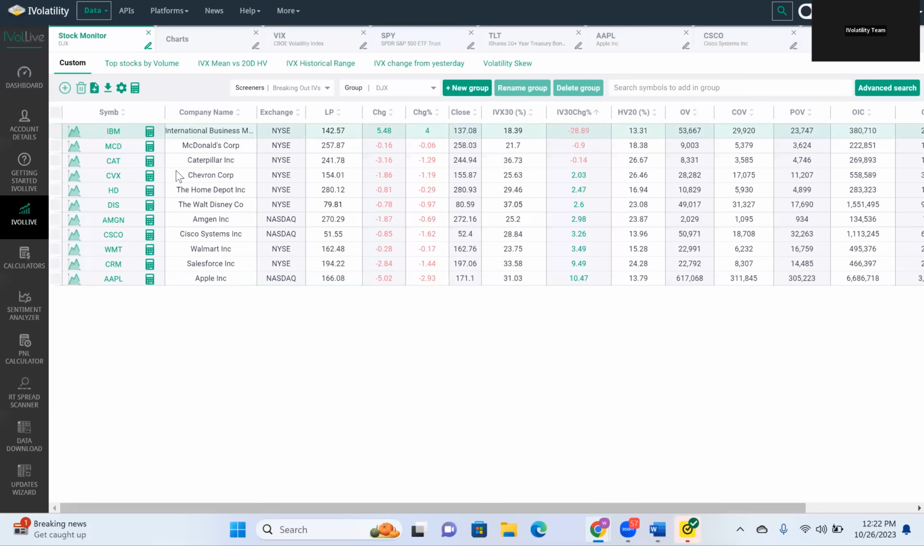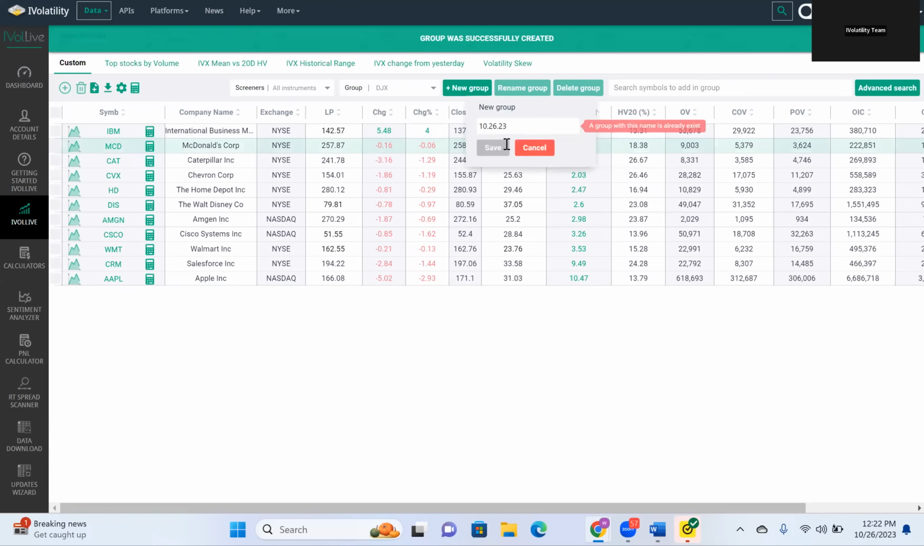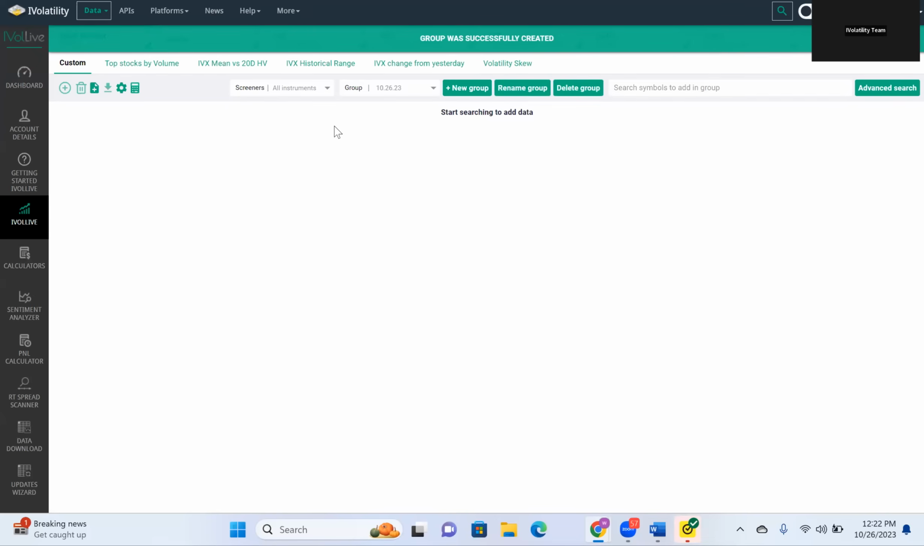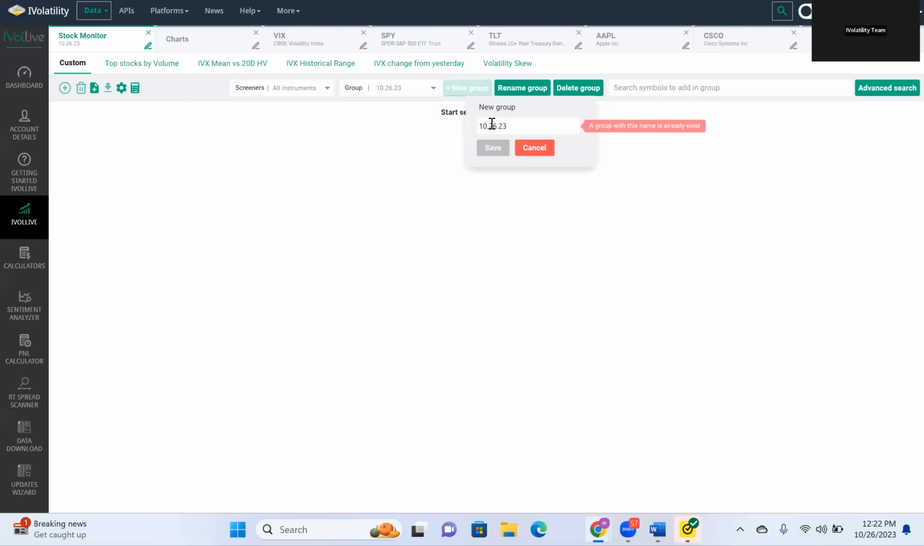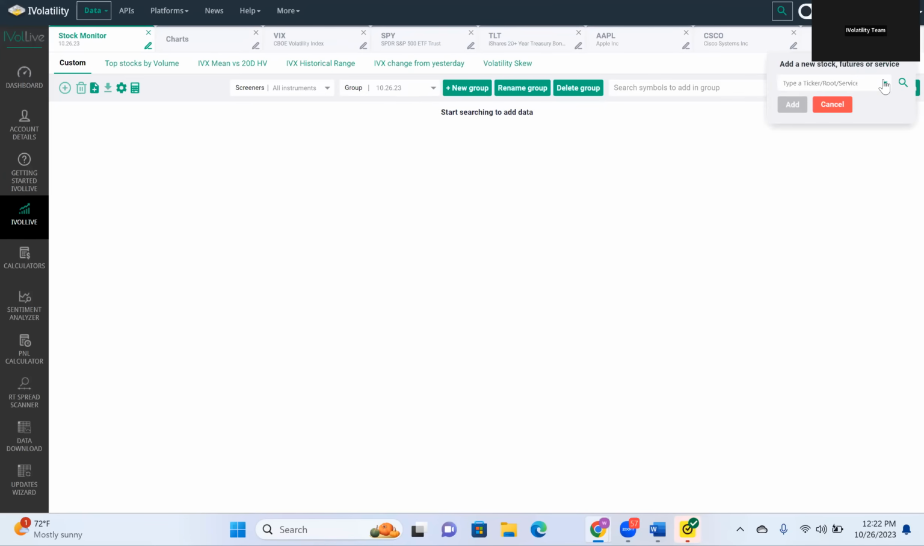So now what we're seeing here is some names populating in our little custom scans with their implied volatility, the same way we saw those names pop up over here with the pre-built scans. So now it's time to create a group so we can start keeping track of all this. All right, and then we can identify our favorite trades. So here's our new group. That's all you have to do. You just click on new group, put in the name, hit save, and we are good to go. 10/26/23. And then we can keep that group open.